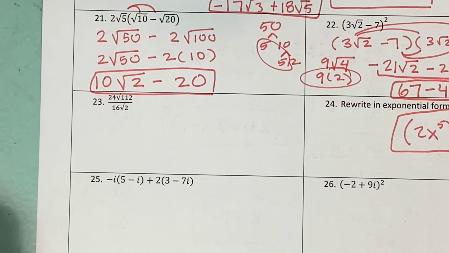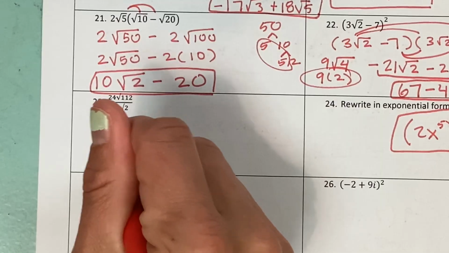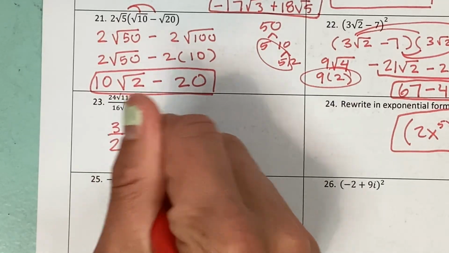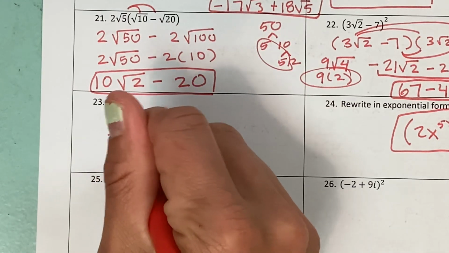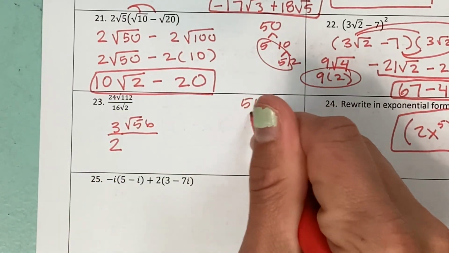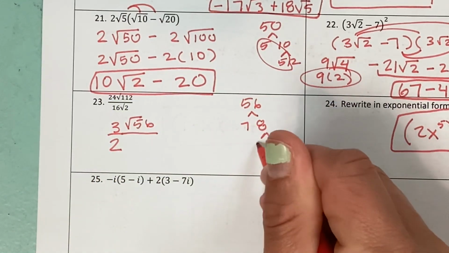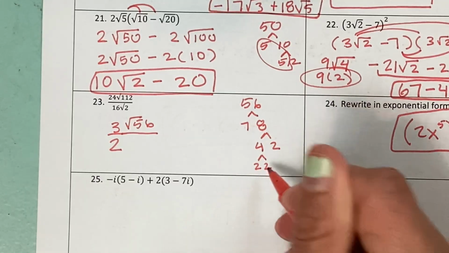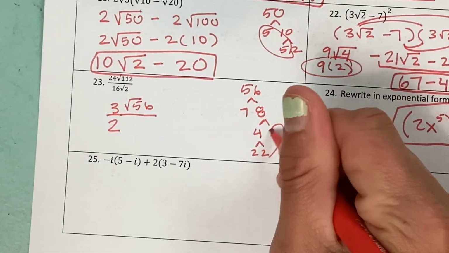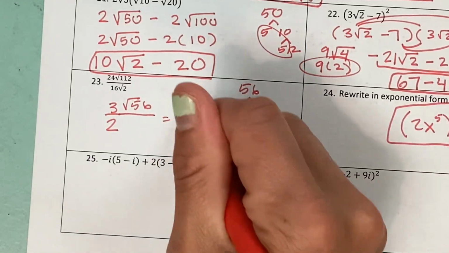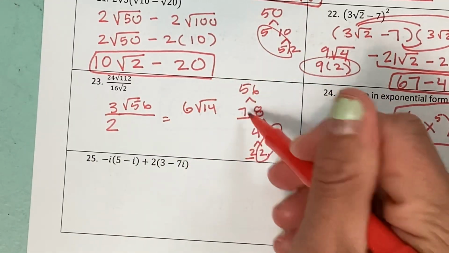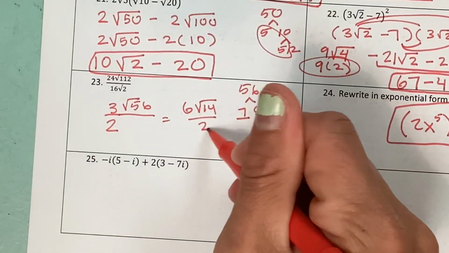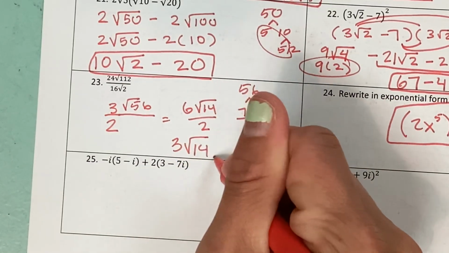All right, 24 divided by 16 is going to be 3/2. And 112 divided by 2 is going to be 56. 56 is going to break down to 7 and 8. 8 will break down to 4 and 2, 2 and 2. And because this is a square root, we're looking for pairs of 2. So on the outside, I'm going to get 6 square root of 14, because the 7 and the 2 left over, 2, which reduces to 3 square root of 14.